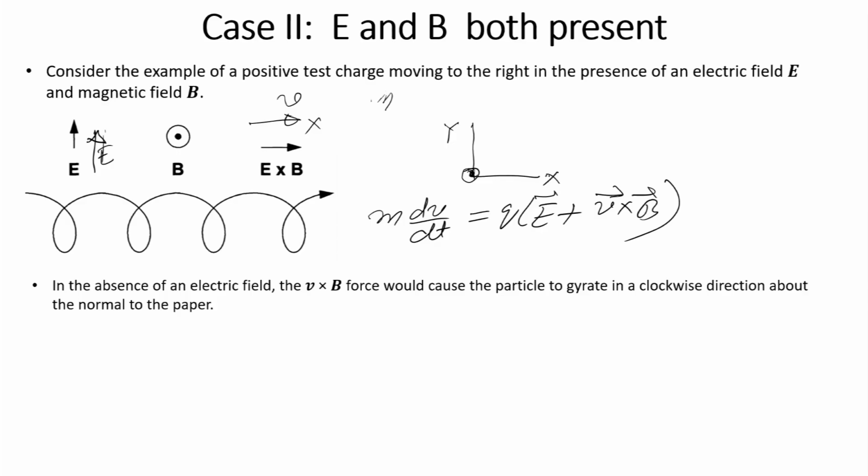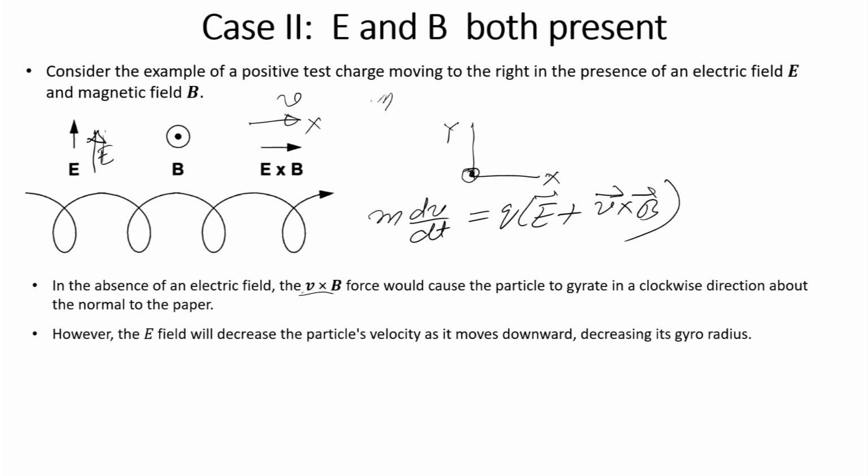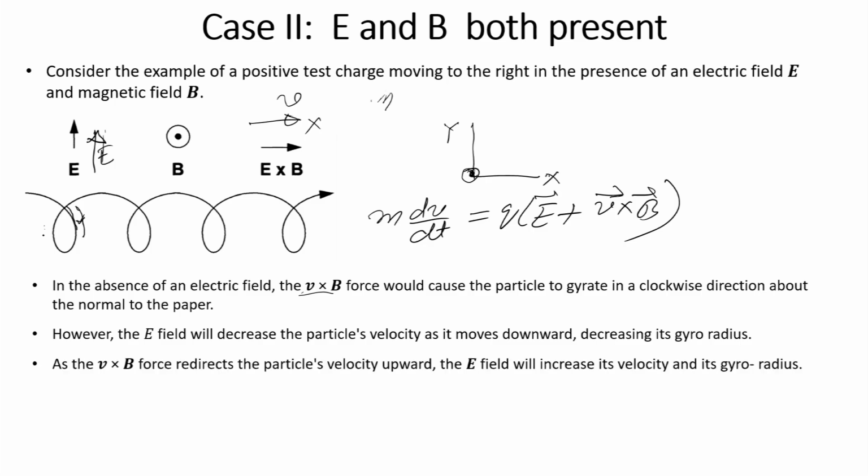Now, let us see what is happening here. In the absence of the electric field, this v cross B force would cause the particle to gyrate in a clockwise direction about the normal to the paper. So it is just a circular motion, but now because of the presence of the electric field, what will happen? Suppose the particle is moving downwards. When it is moving downwards, this electric field will decelerate it. Decelerate means the Larmor radius will change.